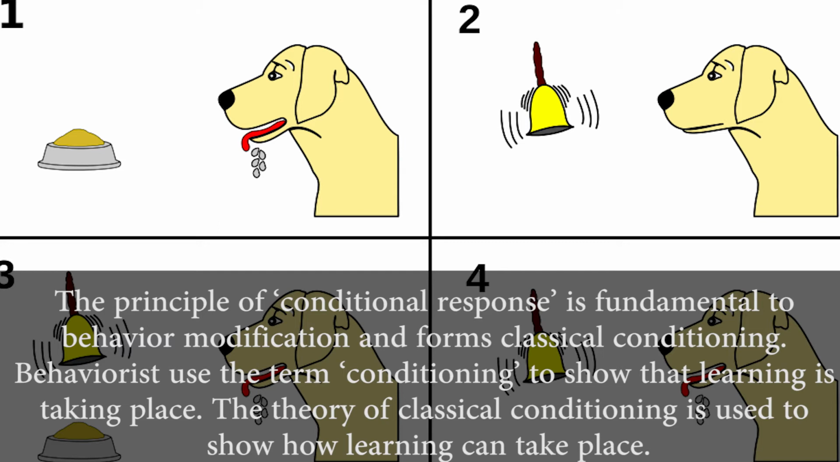Behaviorists use the term conditioning to show that learning is taking place. The theory of classical conditioning is used to show how learning can take place. Some of the principles that have emerged due to this classical conditioning theory include the principle of reinforcement. The term reinforcement refers to the following of conditional response by unconditional stimulus. Here in this case, it was food following the bell. Without reinforcing the bell with food, no conditioning could have developed.